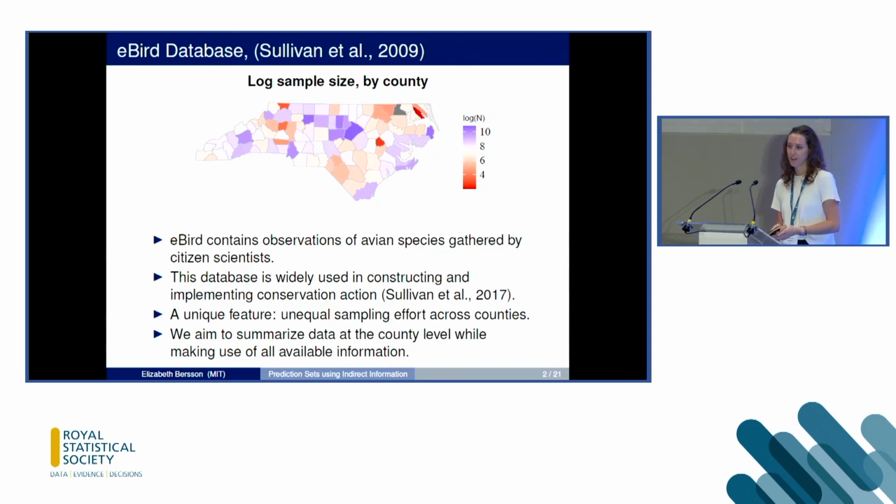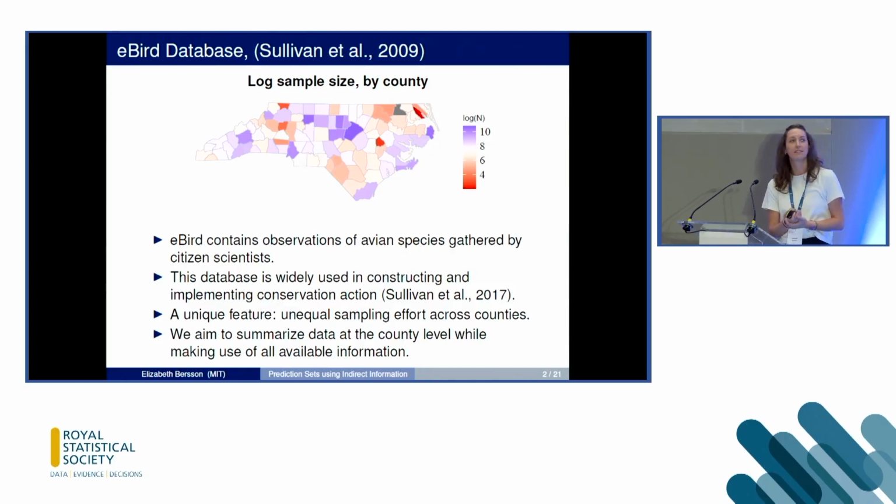And one unique feature of citizen science data in general is that you see this unequal sampling effort across sampling sites. So in this case, in the eBird data set, we'll be looking at a sample from North Carolina across the counties in the United States. And you see some counties with quite a large sample size. So this dark purple region is the center of the state where Duke University is located.